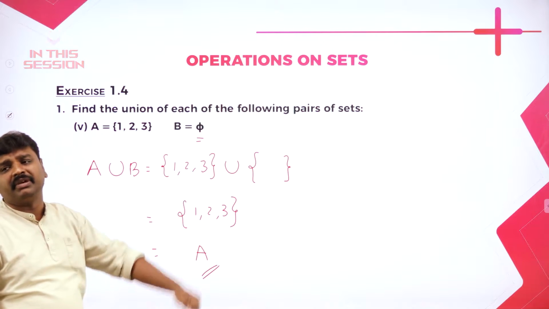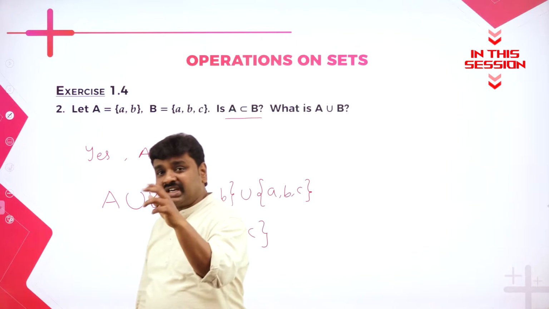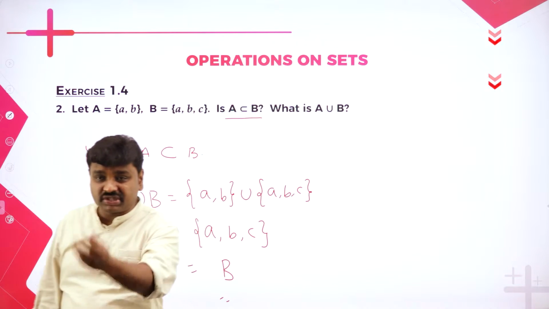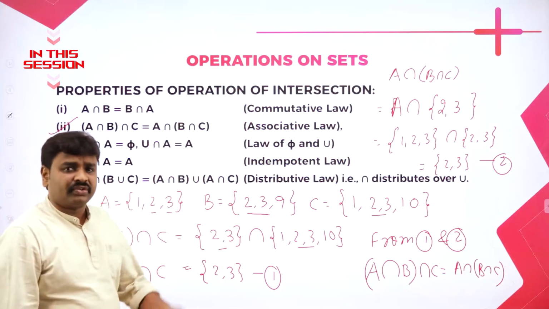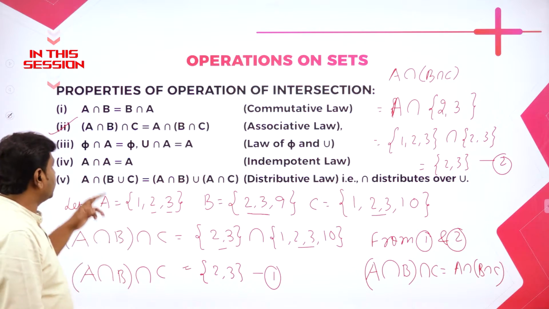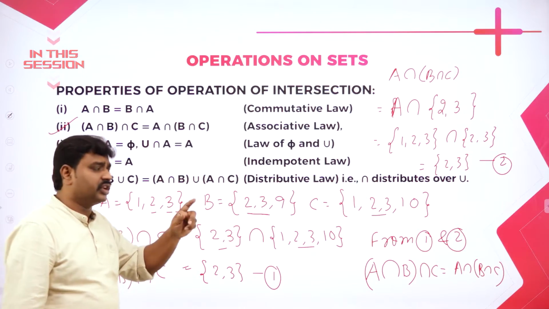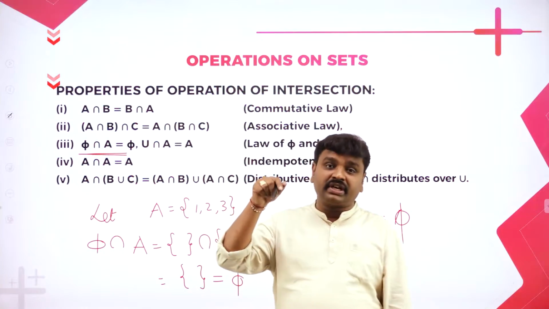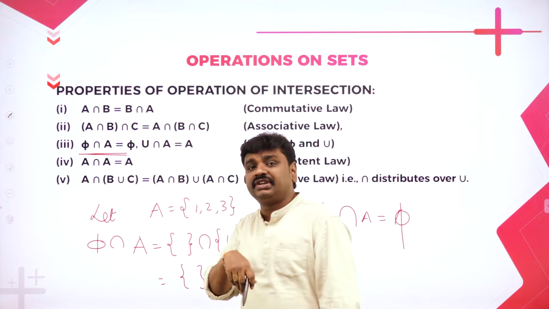Set without any elements. A subset union big set is big set, or subset union superset is superset. Commutative as well as intersection is associative. Commutative means what? A intersection B is same as B intersection A. Associative means what? Null set union A gives you A, but null set intersection A gives you.